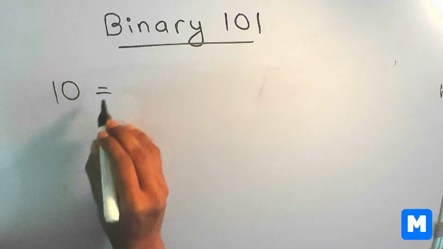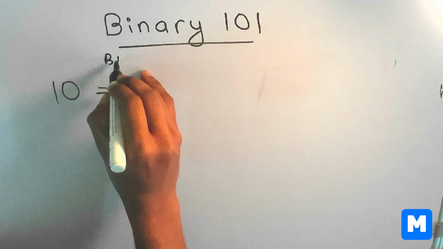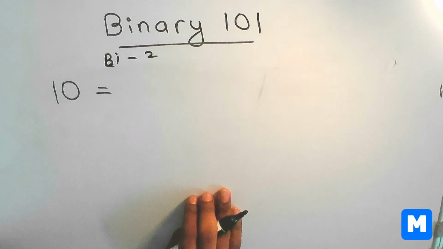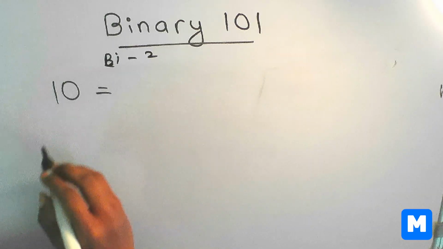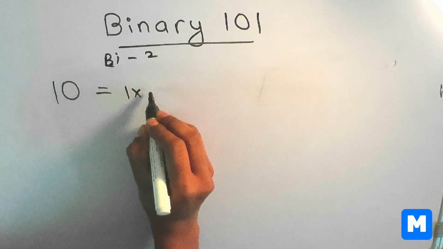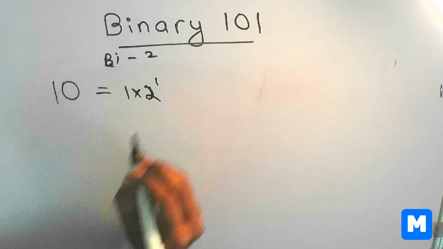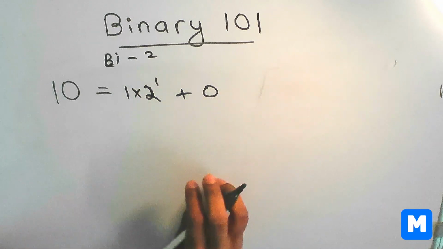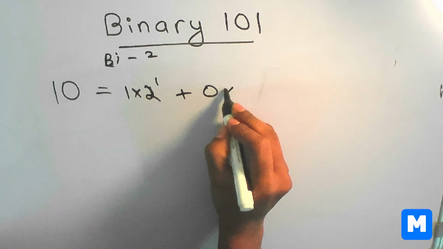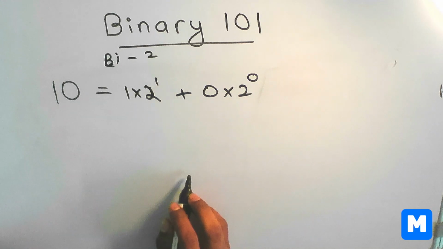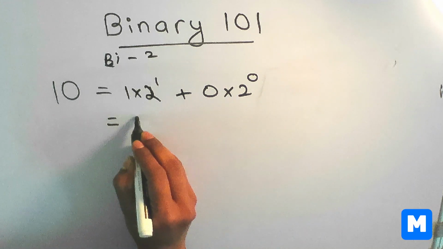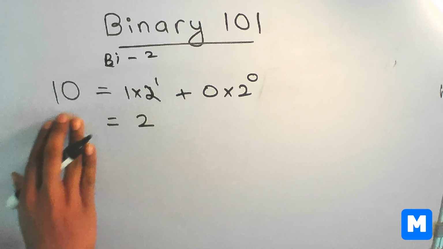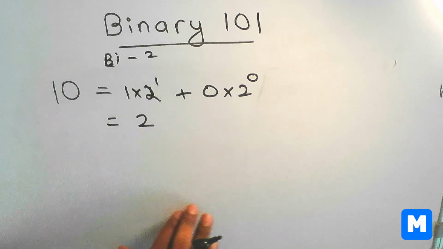Since binary, bi, means 2, this will be the base for our system. So in 10, we multiply the second digit by 2 power 1, and we add that and multiply the first digit by 2 power 0, which comes out to be 2. This is how you convert a binary into decimal system.